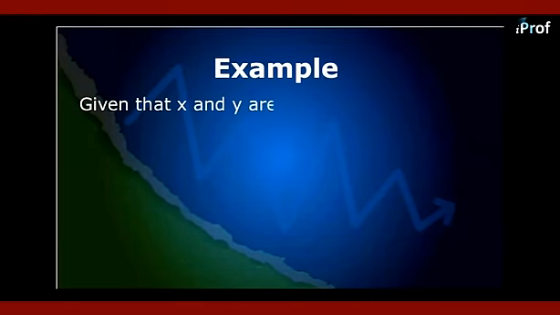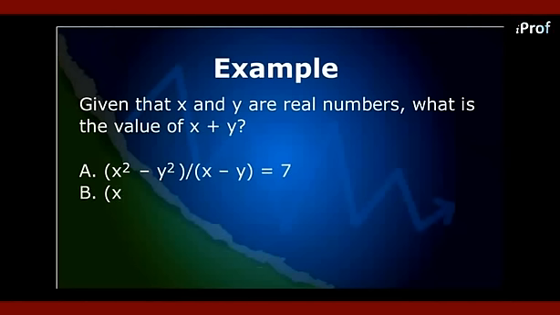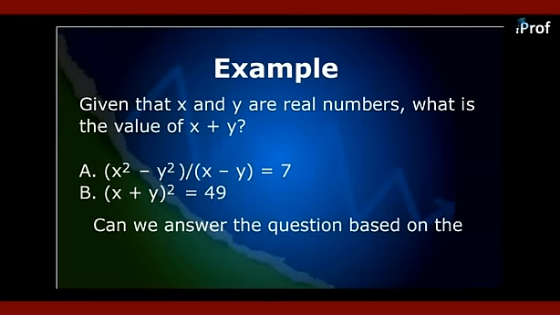Given that x and y are real numbers, what is the value of x plus y? Now, statement A says (x square minus y square) whole divided by (x minus y) is equal to 7, and statement B says (x plus y) whole square is equal to 49. Can we answer the question based on these statements that have been provided?